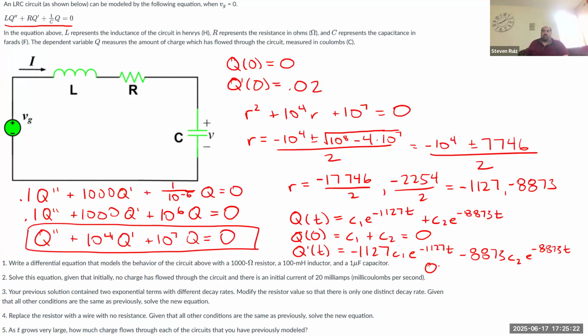Now, what happens if I plug in 0 to that derivative? I get negative 1127 C1 minus 8873 C2, and that equals what? 0.02. I'm going to rely on the fact that C1 equals negative C2.